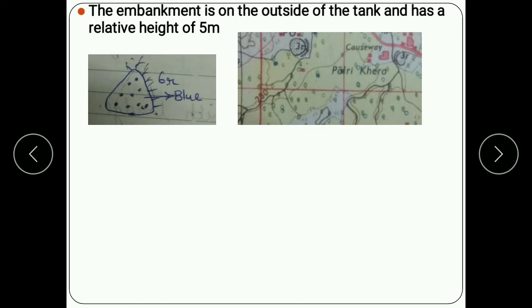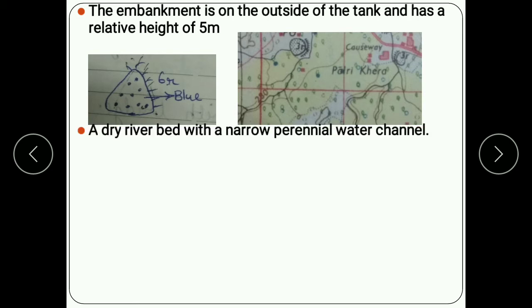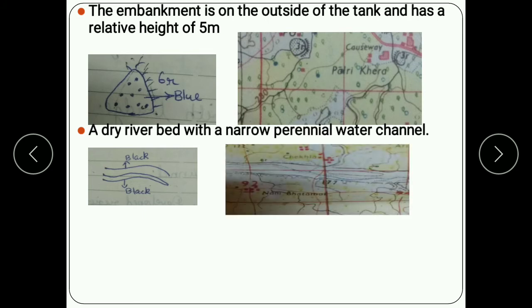Next, a dry river bed with a narrow perennial water channel. This is the most common thing that you will find in the topographical map. When you look at the river, it is the broader one. Then inside that river, you will find that there is a blue line that is moving. That blue line is the perennial water channel, or it can be a stream.